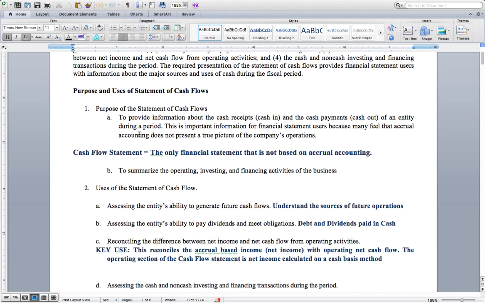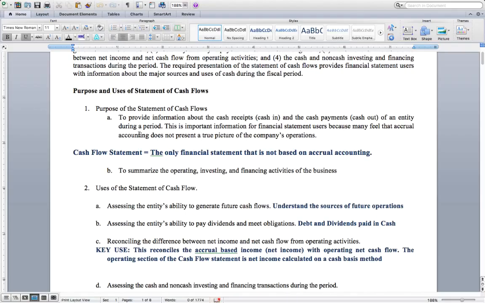So, the purpose and use for the statement of cash flow. First, the purpose is to provide information about the cash receipts, which is the cash into the company, and the cash payments, which is the cash out of the company during a certain period. This is important because many users of the financial statements feel that the accrual accounting that's required under GAAP does not represent a true picture of the company's operations. We just touched on the focus on why cash is important versus just income. Please note that the statement of cash flow is the only financial statement that is not based on accrual accounting.